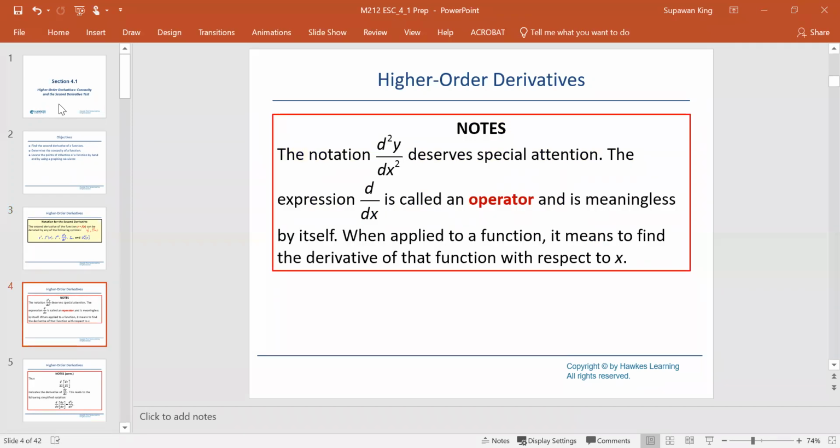Note that the notation d2y dx squared means the second derivative of y with respect to x, or find the derivative twice with respect to x. The expression d by dx itself is called the operator, and it doesn't have meaning on its own. It has to have the function as the input to make sense, so that this is the derivative of y with respect to x.